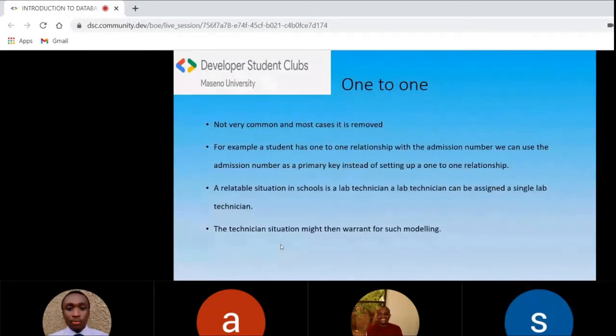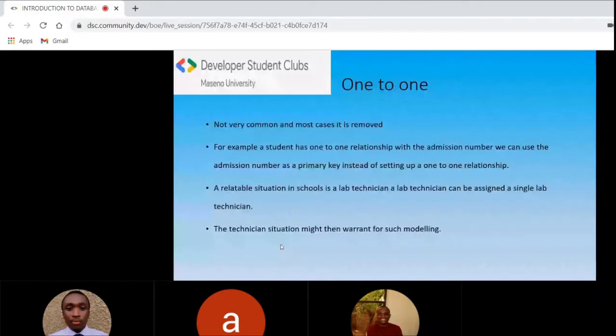So if you were to have a table of admission numbers, it would maybe have the ID as the primary key, and not the admission number. If there is no other information about that admission number we want to store, then we don't have to have that relationship. We can just ignore it or add it as one of the columns in the students table. But when we look at the relatable situation of a lab technician, in most institutions a single lab is assigned a single lab technician. So it's a one-to-one relationship.